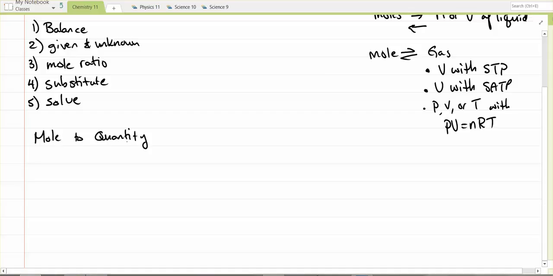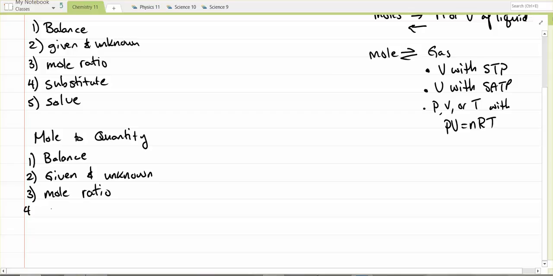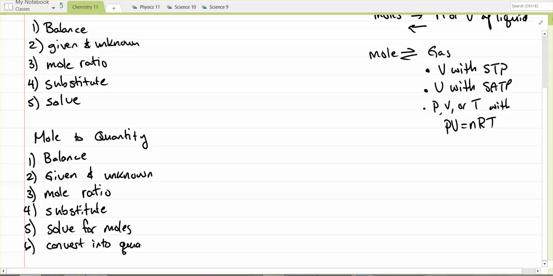So the first 5 steps are going to be exactly the same. So balance, given an unknown, mole ratio, substitute, solve for moles, and finally convert into the quantity that you desire.